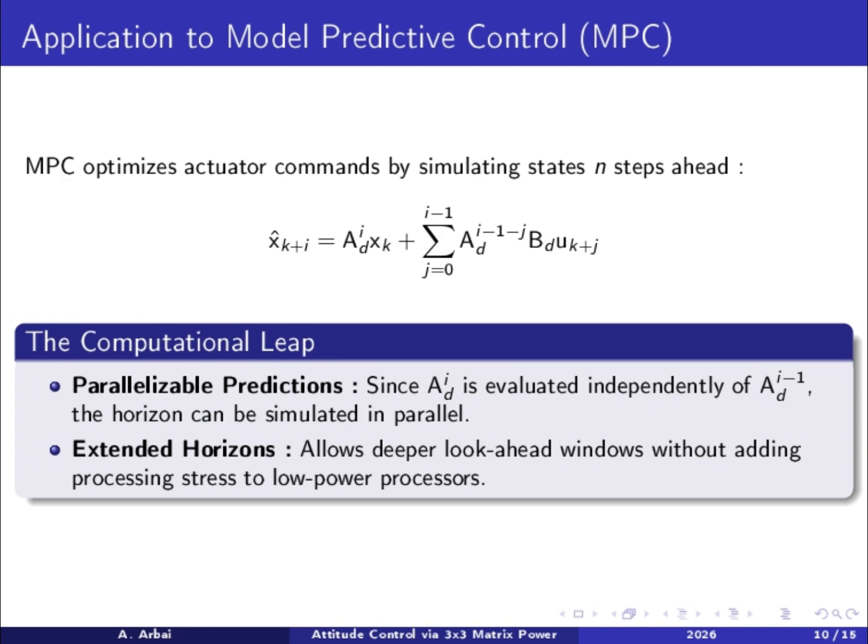Applying this mathematics to model predictive control brings a major computational leap because the powers of the transition matrix are evaluated independently. State predictions are parallelizable. This allows for much deeper look-ahead horizons without adding processing stress to low-power processors.